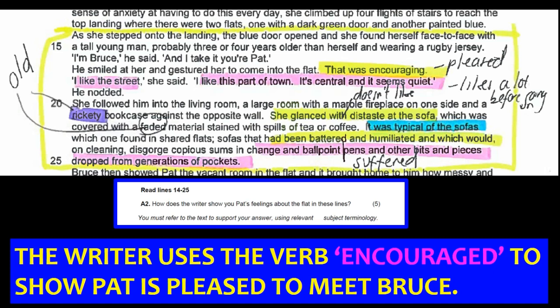Then it says the sofa had spare change and ballpoint pens and loads of stuff down it. So you could say that it's so old, there's loads of stuff inside it, that maybe it's not a very nice thing to sit on.